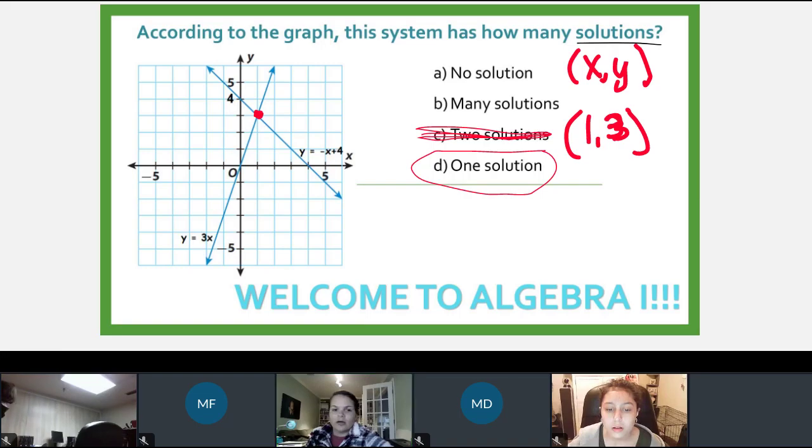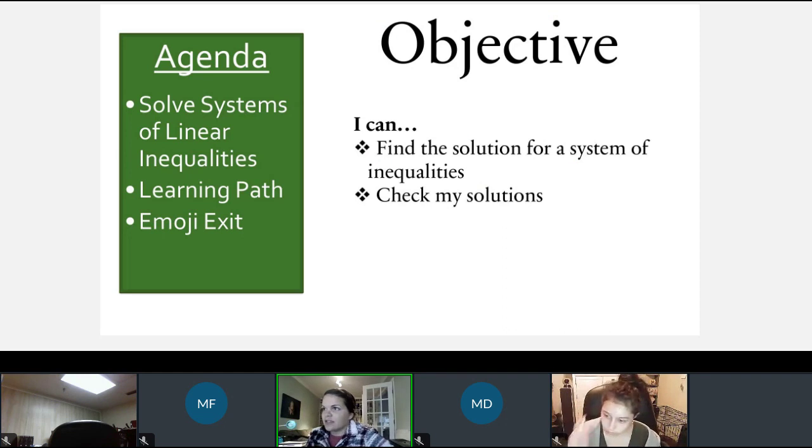Okay, so when we have two linear equations, meaning equal signs, they're going to have one solution. Today, this is 5.10 in your course. So a lot of you took the 5.9 quiz yesterday. So if you want to start on 5.10 today, you can. There's a quiz for that one as well. But what we're doing today is we're going to find the solution for a system of inequalities.